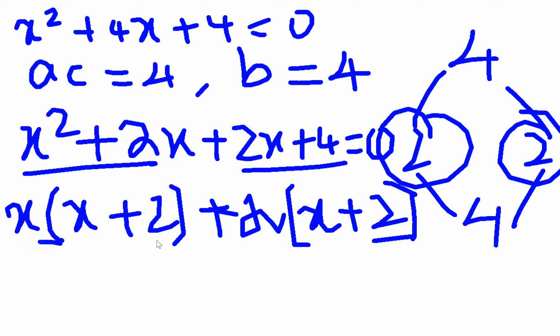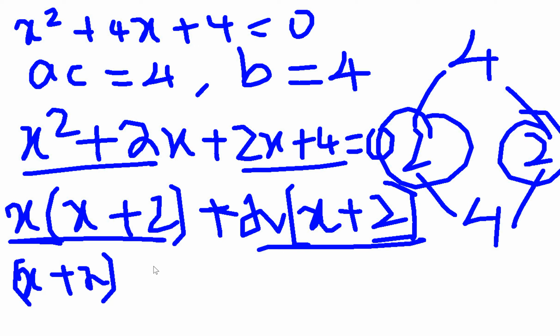And from these two terms, which are x into x plus 2 and 2 into x plus 2, I have x plus 2 as common. So I can take x plus 2 as common. I will have x plus 2 again in the bracket equal to 0.